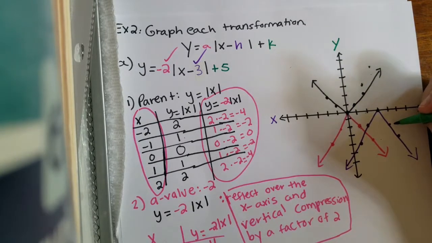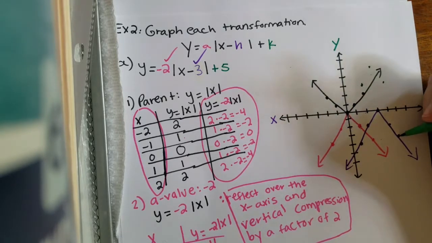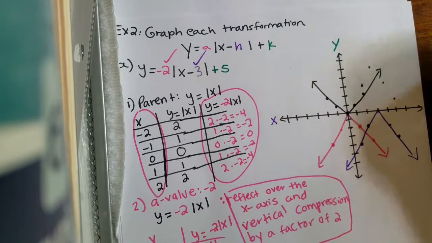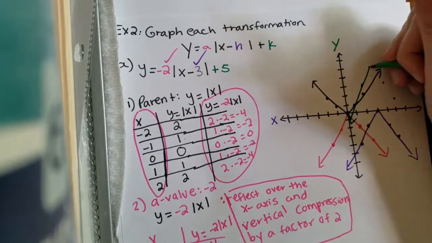Alright, I'm going to take this point and move it up 5. So 1, 2, 3, 4, 5. And I'm going to take this point and move it up 5. So we go up 1, 2, 3, 4, and then a 5. So all that has happened is my purple graph has shifted up 5 spaces.